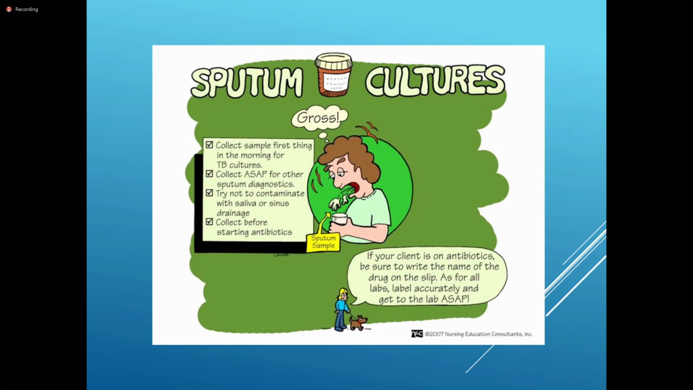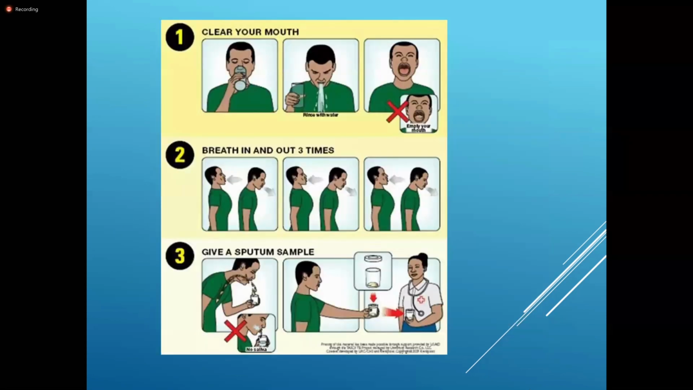So again, if your client's on an antibiotic already, this is what we really did in real life. Put on the specimen label what they're already taking. So now when the lab runs it, they run it differently, knowing the patient has already been on vancomycin for 7 days. We would write, vancomycin treatment already initiated, or 7 days or whatever. And then again, label accurately, get to the lab as soon as possible.